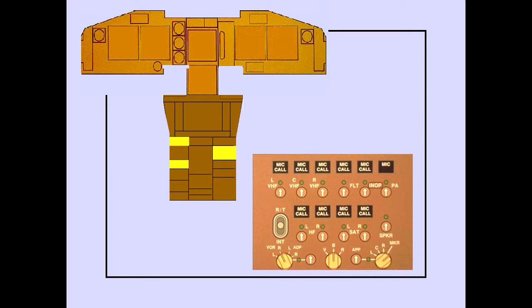3 identical audio panels are located on the aisle stand. The left forward panel is for the captain, the right panel is for the first officer, and the aft panel is the first observer's.